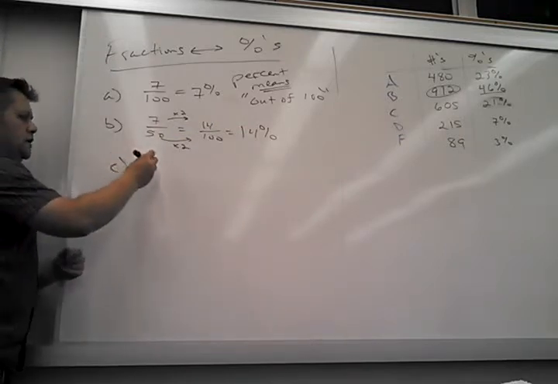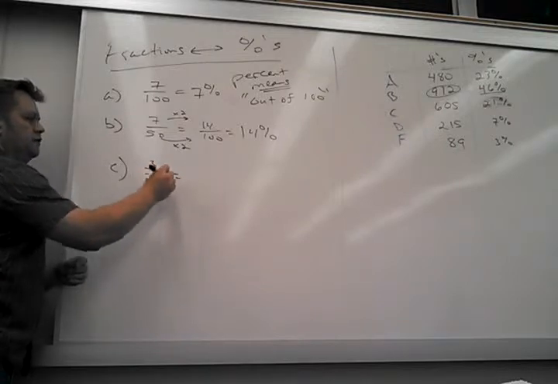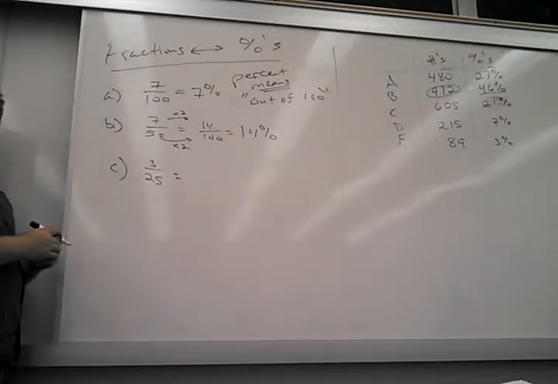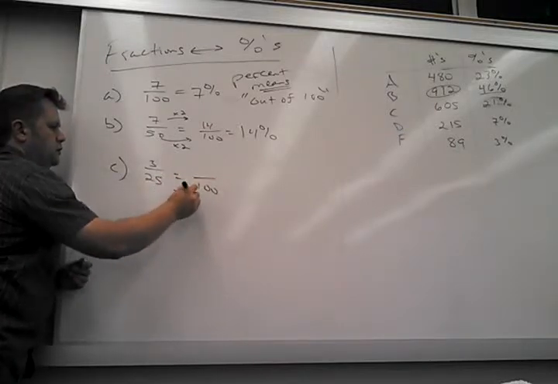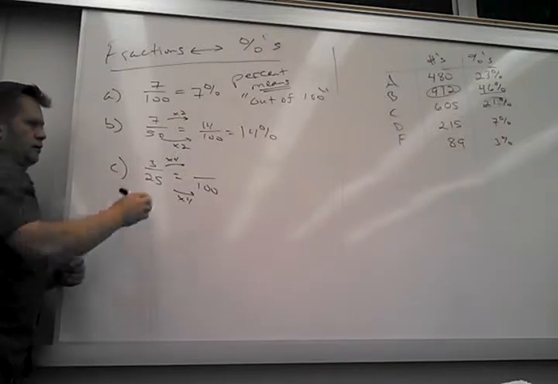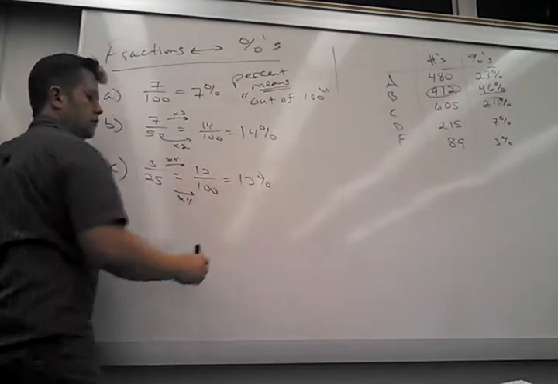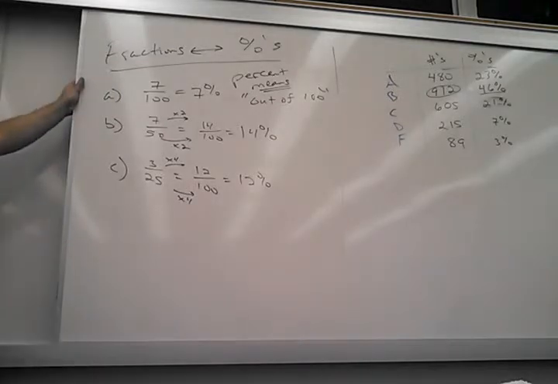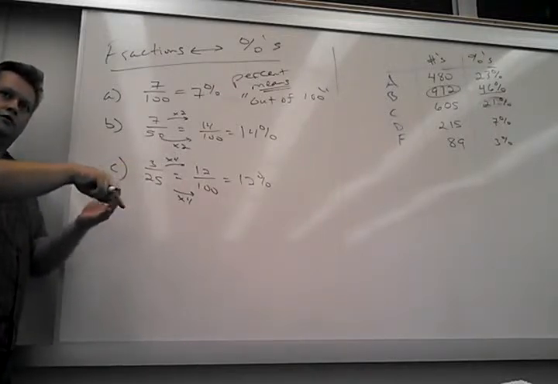So if I add another one like 3 over 25, divide by 4. 12%. Yep, make it 100 by multiplying by 4. So 12%. If you were using a calculator, you would divide the top number by the bottom number. Exactly, so exactly how you read it, 3 divided by 25.